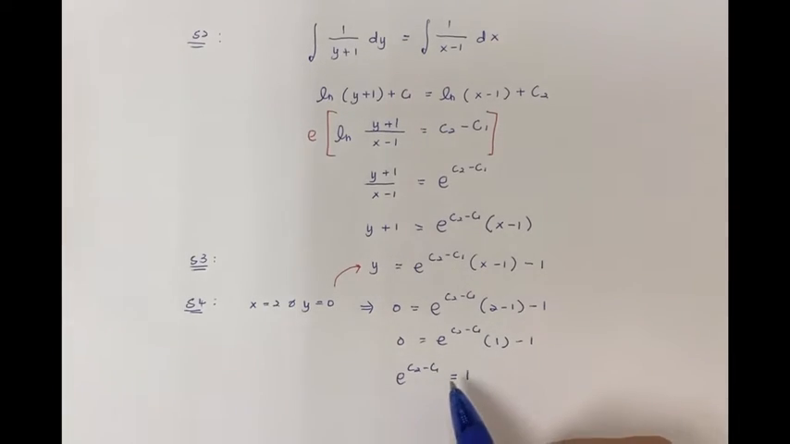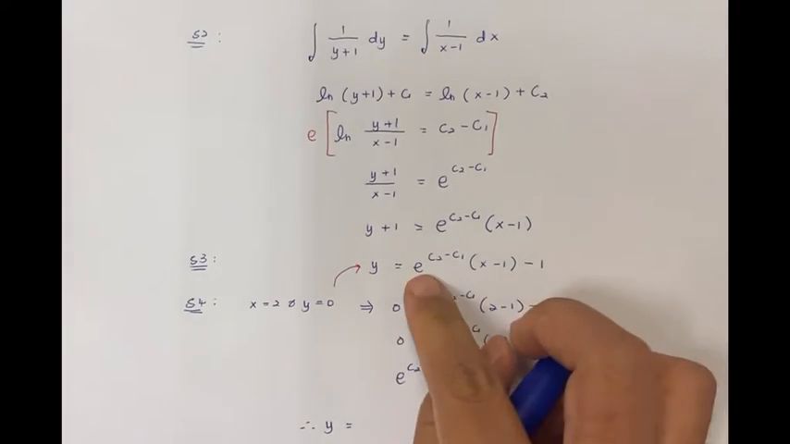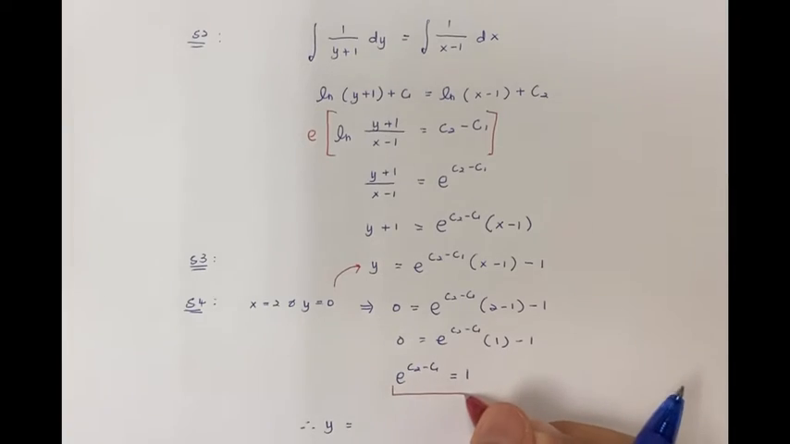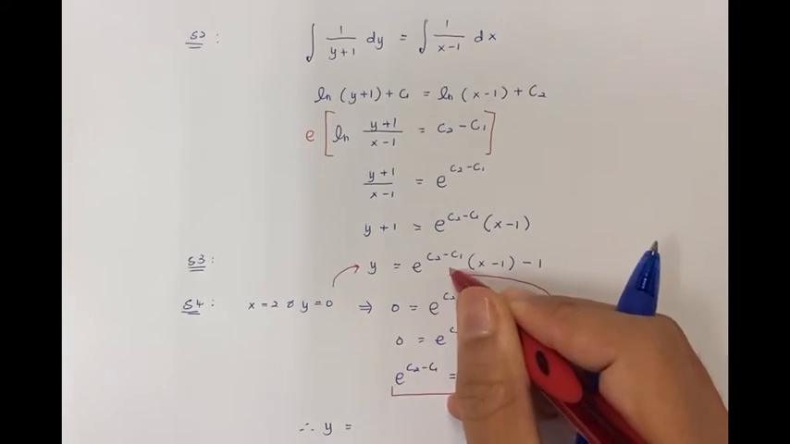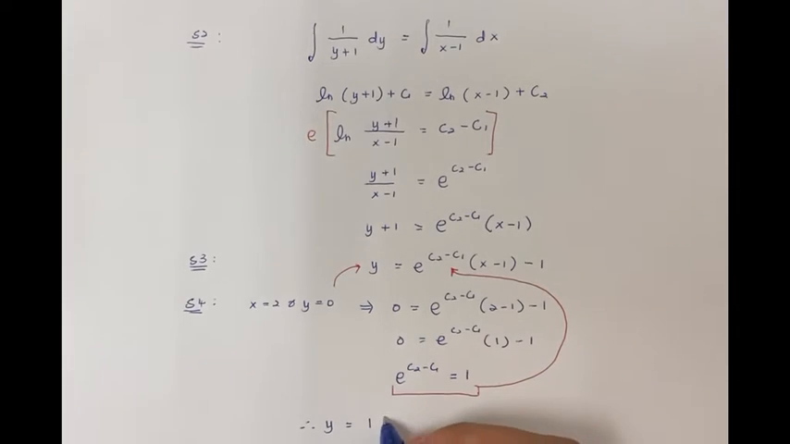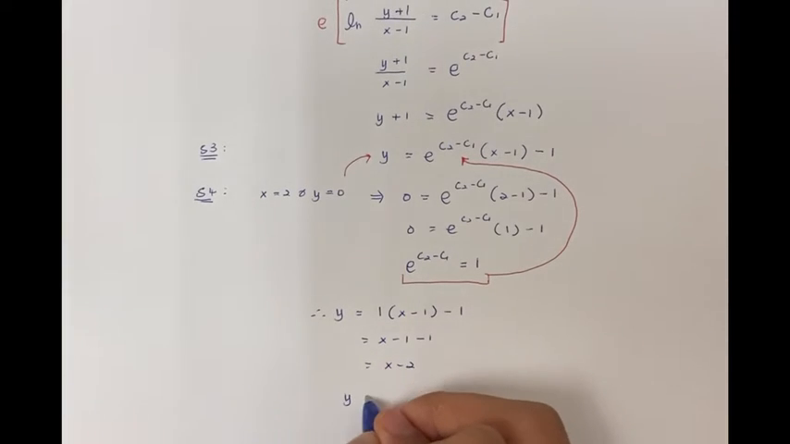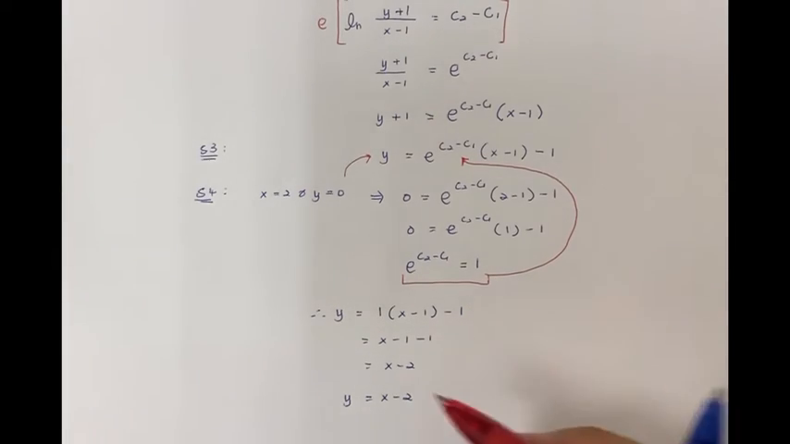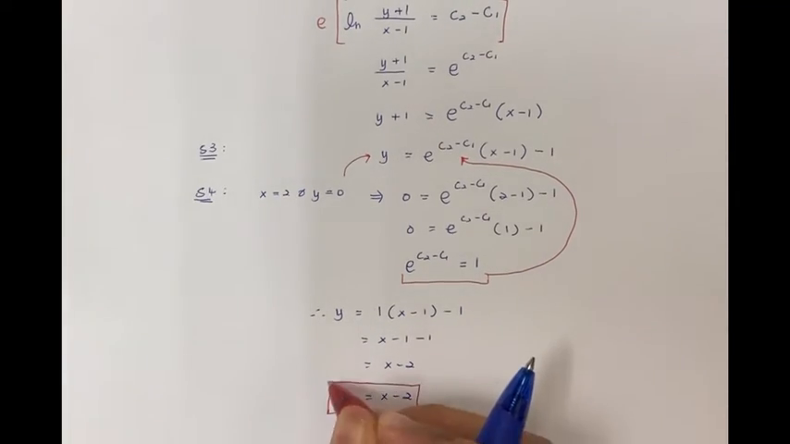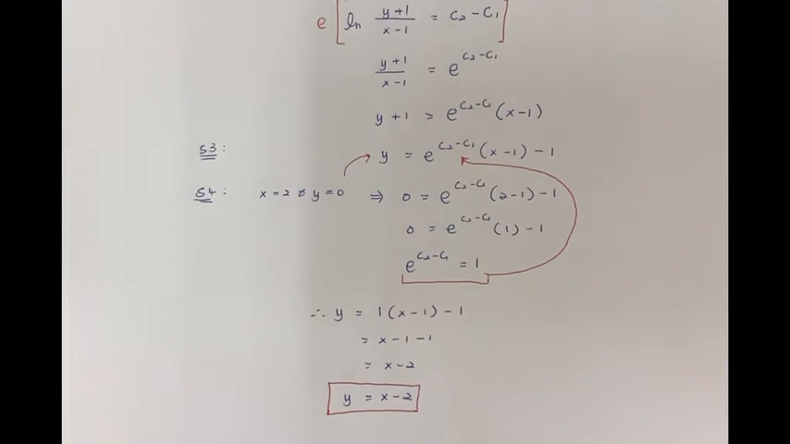Okay, so you find your constants, and then you need to substitute for the last answer. You need to substitute exponent c2 minus c1 is equal to 1. So substitute into this. Okay, so you have 1 multiplied by x minus 1, minus 1. So you have x minus 1 minus 1 equal to x minus 2. So the last answer is y equal to x minus 2. So if you have the initial value problem, your last answer will have no constant. There is no constant in your last answer.